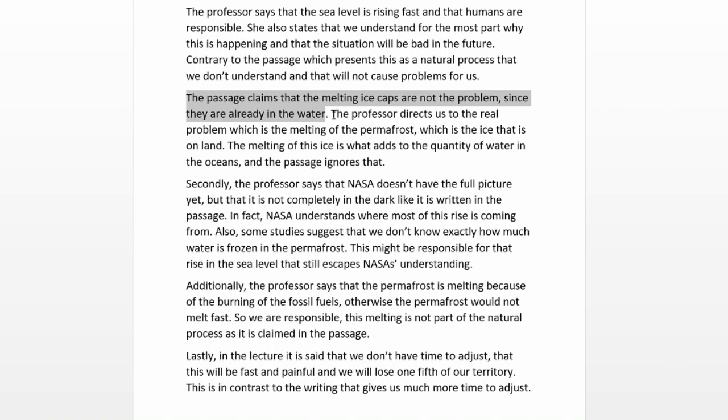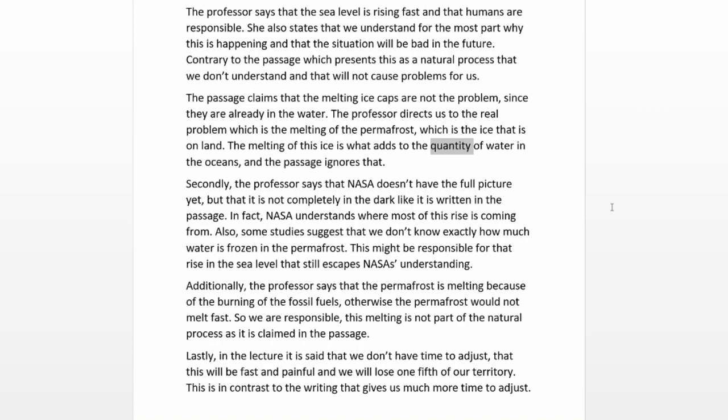Now, the professor doesn't disagree with this. She says that the melting ice caps are not the problem, but that the melting permafrost is the real problem because it's already on land, and that the melting of this ice adds to the quantity of water in the oceans. Now, I used the word quantity, even though the professor used the word volume. It's best to use synonyms, because by using synonyms, you show that you understand this, and that your vocabulary is good, and that you use it in a good way.